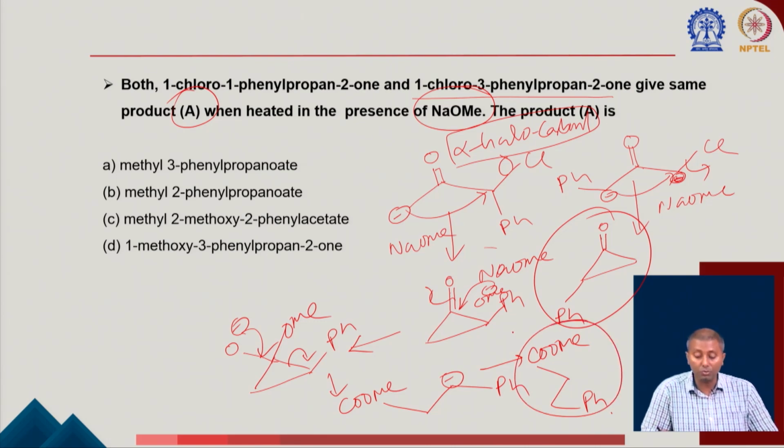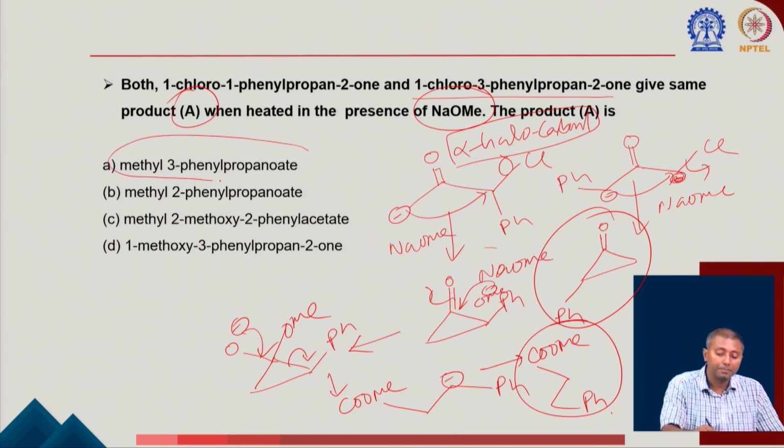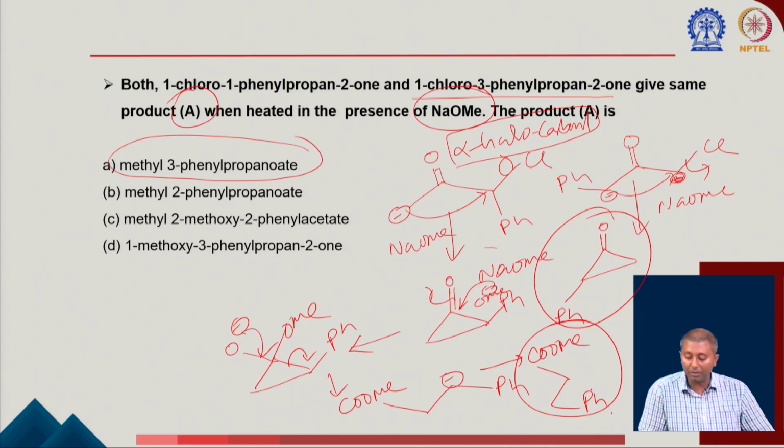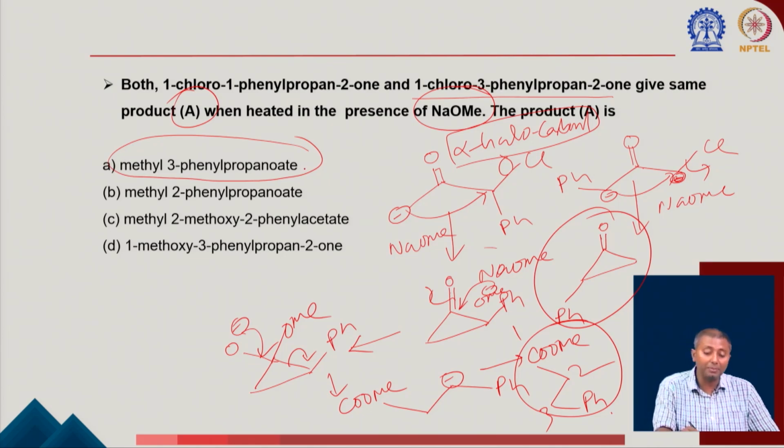So now we have to find out the name for this compound. So it's saying methyl 3-phenyl propanoate. So if you see, this is a propanoate, correct? If you give carbon number 1, 2 and 3, this is a 3-phenyl, and this is a methyl propanoate. So that means methyl 3-phenyl propanoate will be the correct answer. It cannot be methyl 2-phenyl, because the phenyl will be in the terminal position, not in the internal position.